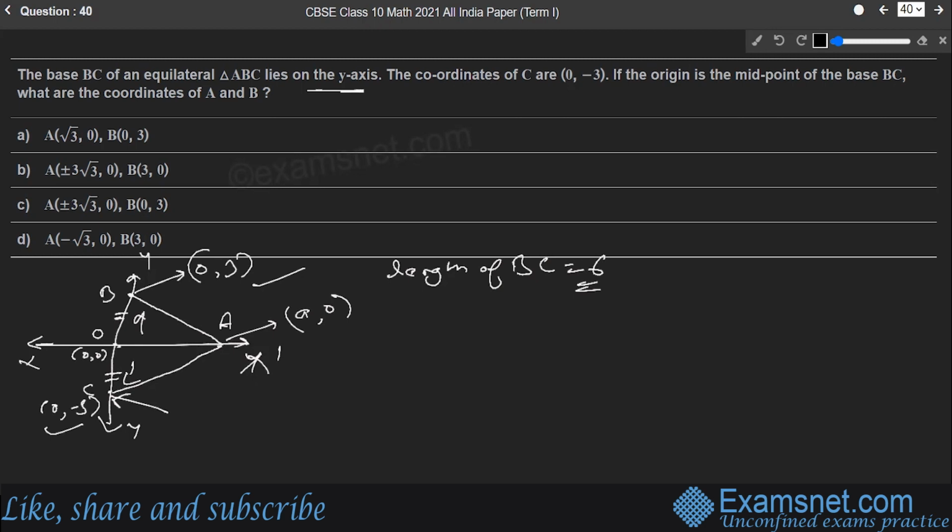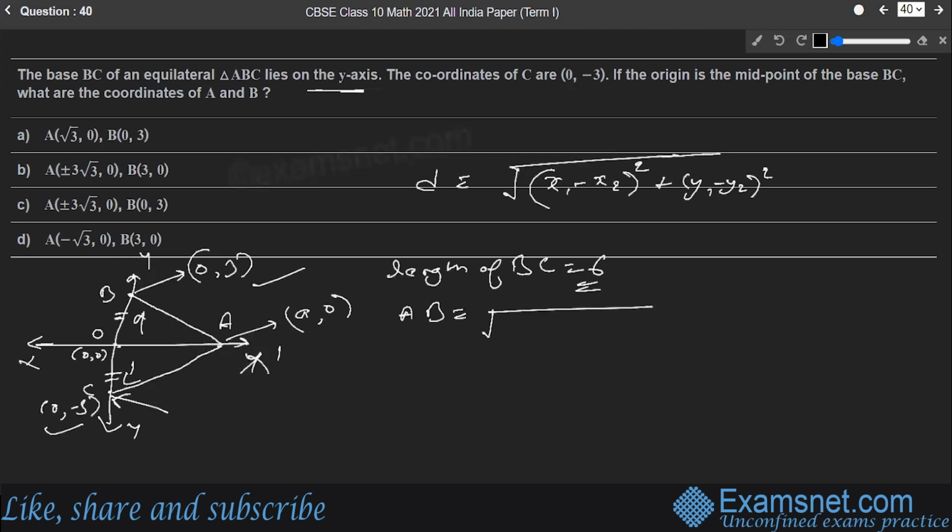Now, let us find out the distance AB. That is nothing but using the distance formula. The distance formula says the distance is the square root of the square of the x coordinate difference plus the square of the y coordinate difference. So using the formula, we have AB as the square root of (a minus 0) whole square plus (0 minus 3) whole square. If we solve this further, this gives us the square root of a square plus 9. So the AB value comes out to be the square root of a square plus 9.